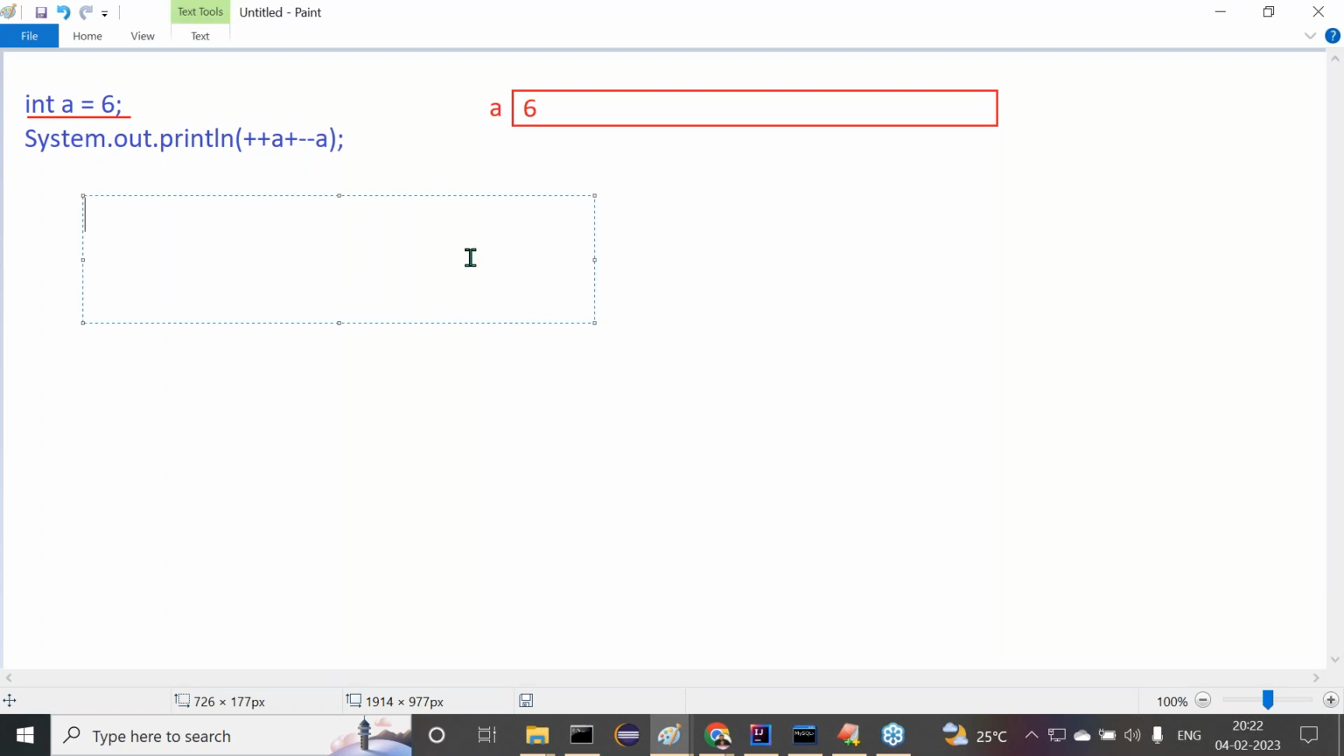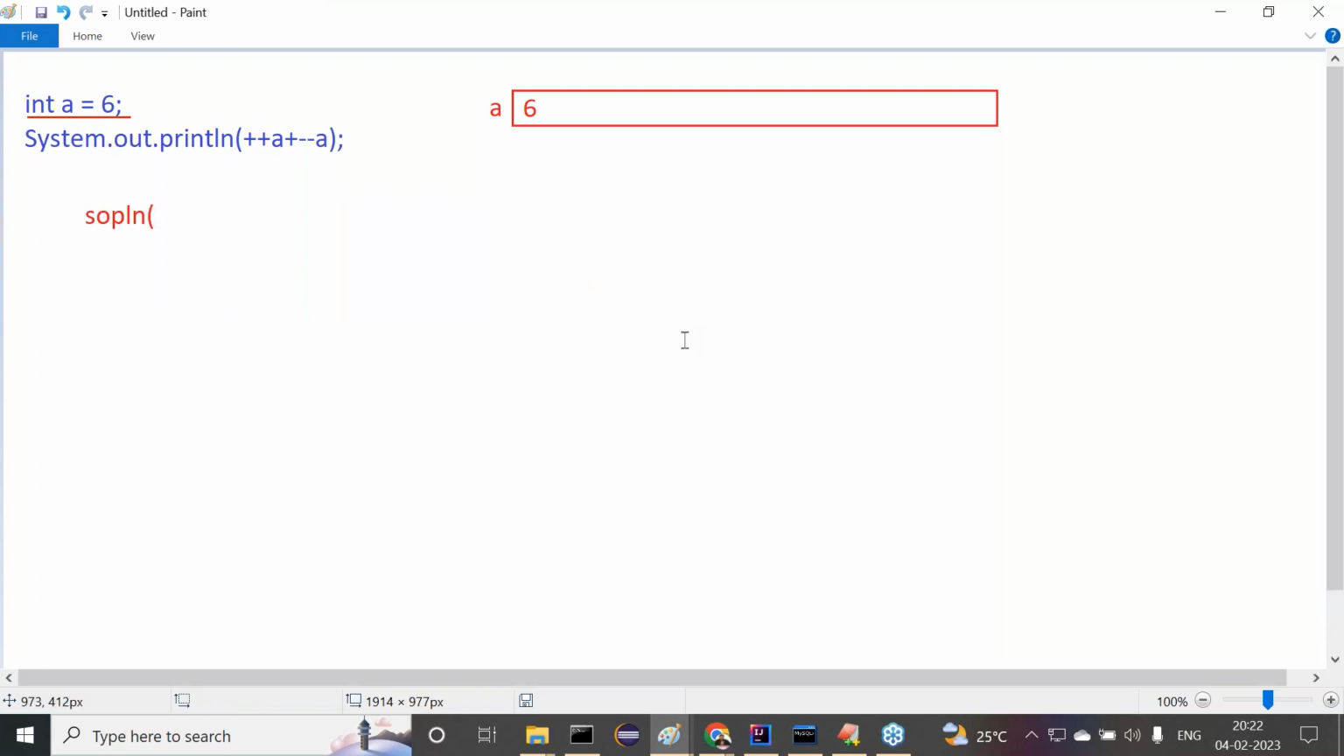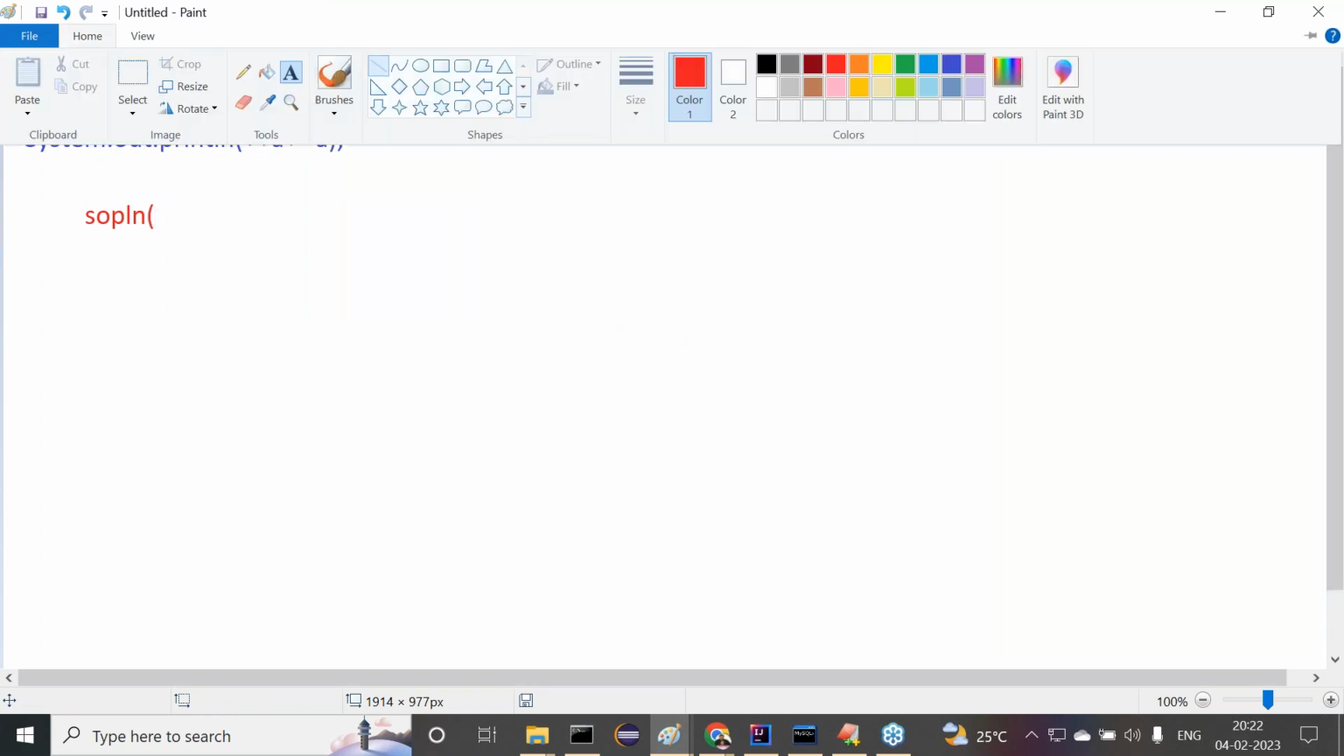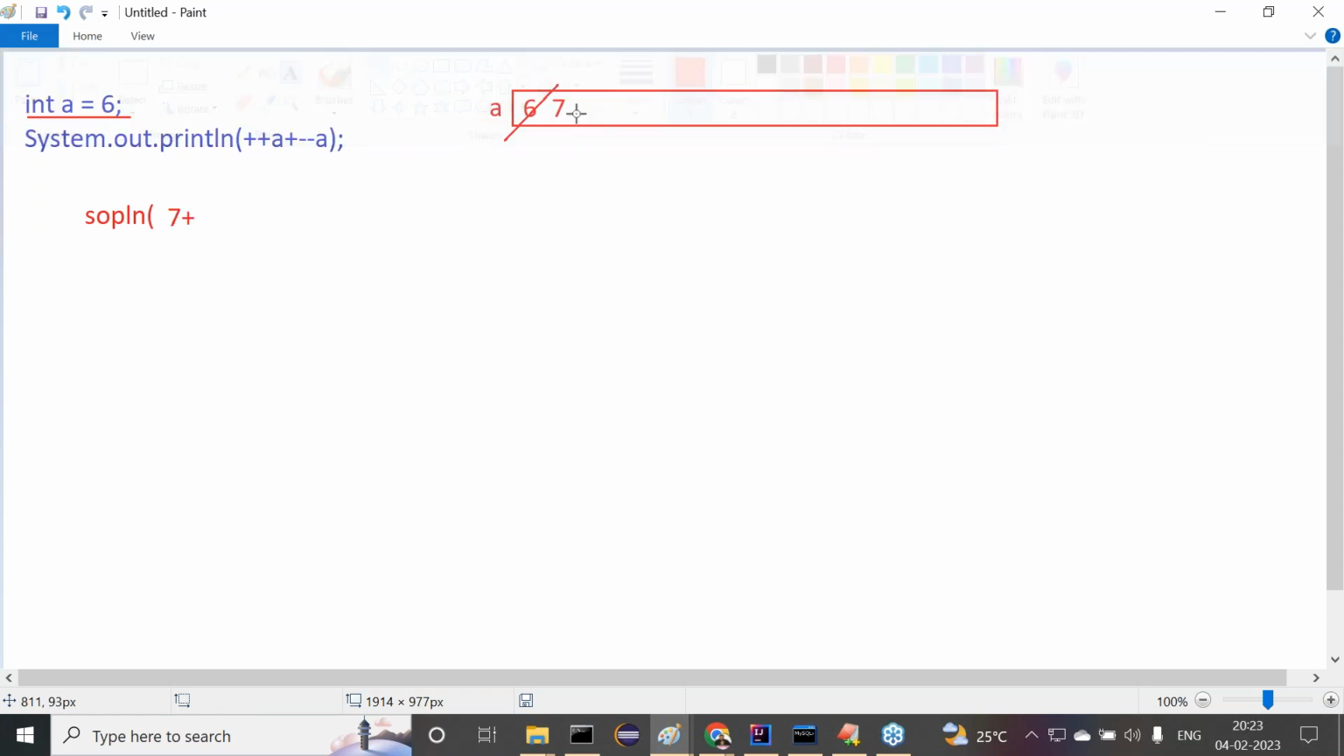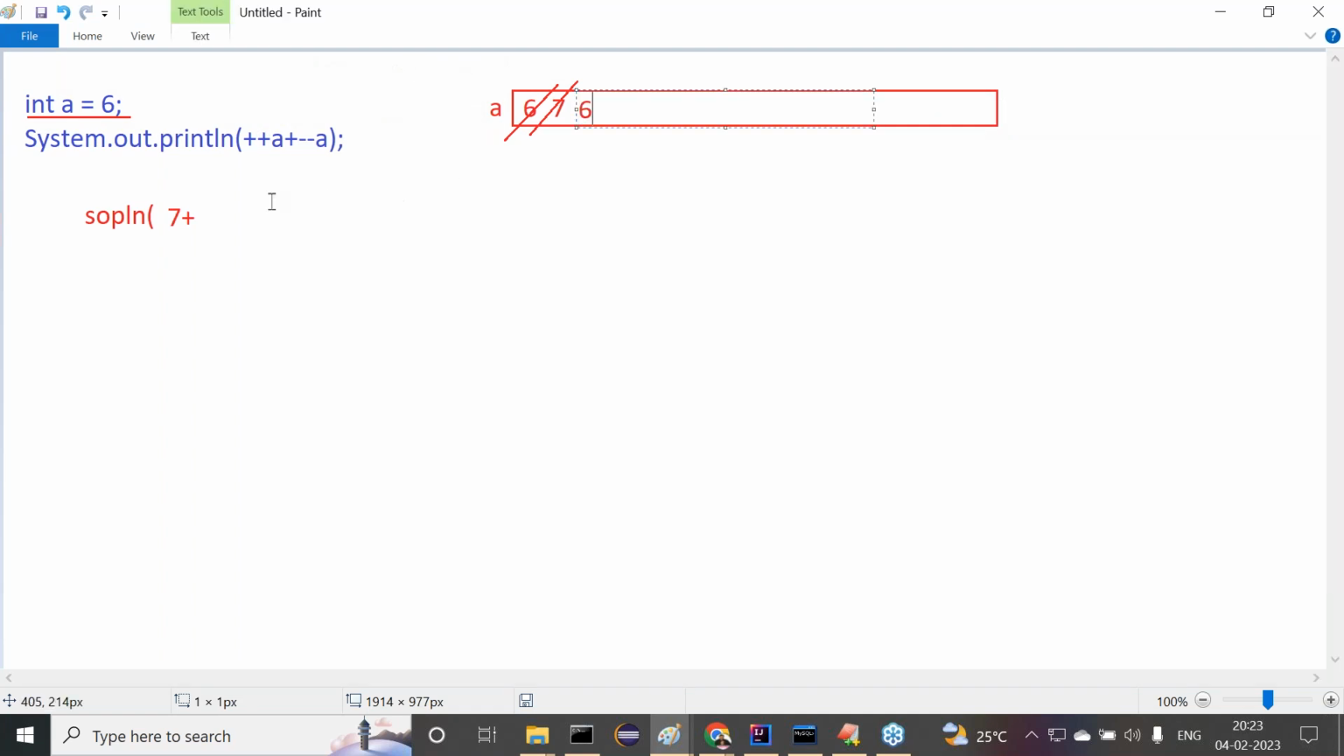Now here I'm going to take System.out.println. Observe this clearly. ++a. What is this ++a actually? Pre-increment. Pre-increment means first the a value will be incremented at memory. The a value is incremented by 1, so here we are getting 7. So 7 will participate here. Plus --a. What is --a? Pre-decrement. Pre-decrement means the a value will be decremented by 1. 7 is decremented by 1, and here we are getting 6.